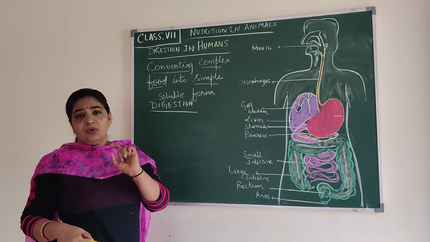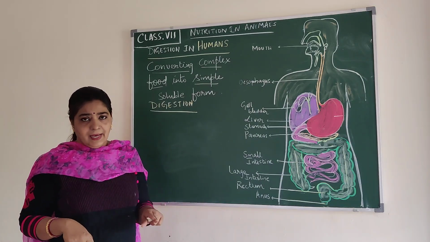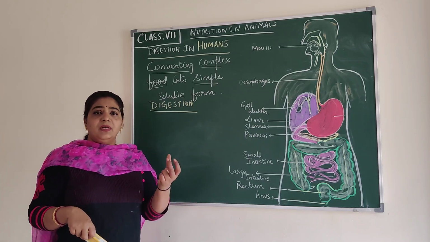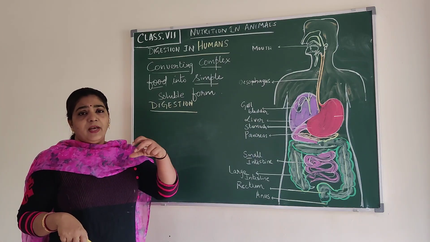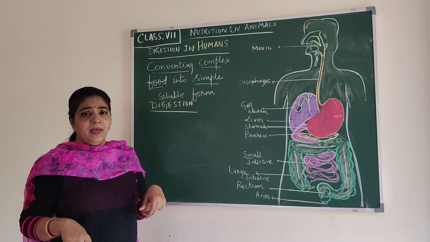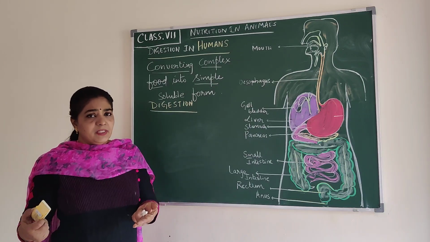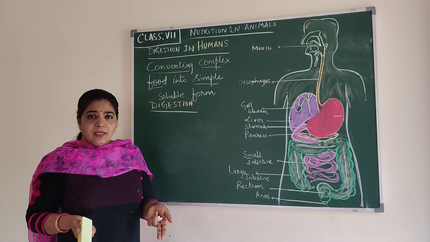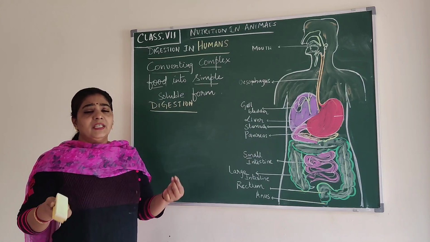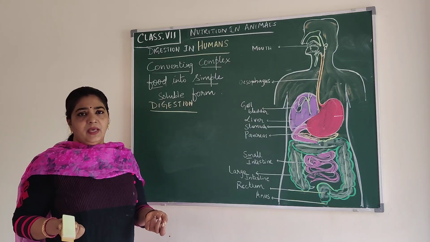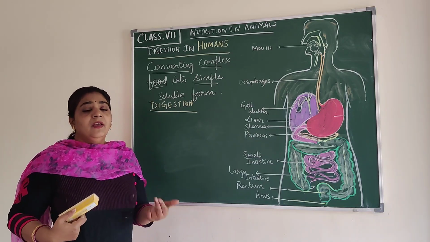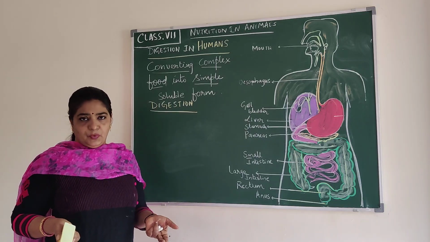So ingestion you understood. Next is digestion. And you know what is absorption? The digested food has to be absorbed. Then only it will be sent to different parts of our body. Then it enters inside the cell, each and every cell in our body. Then it will be utilized for various processes.